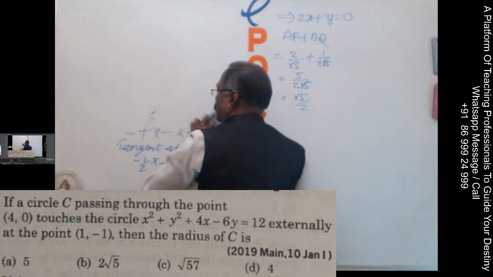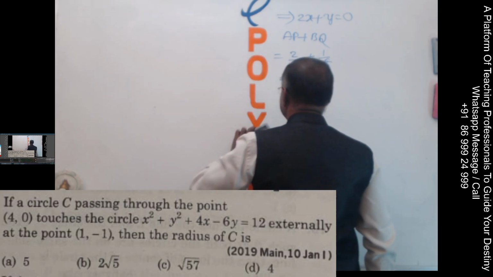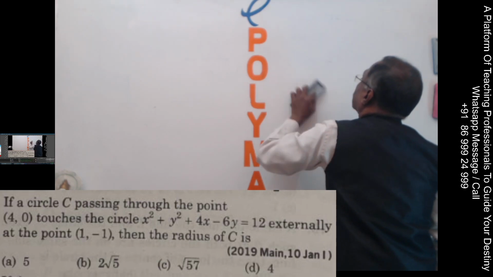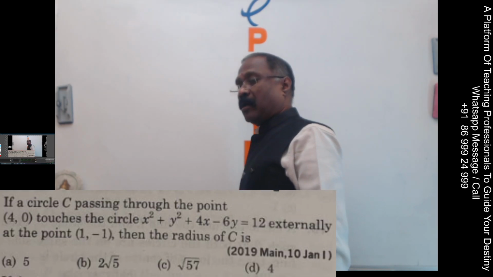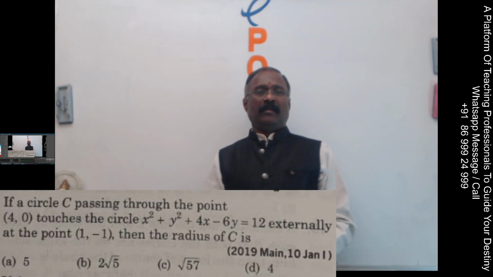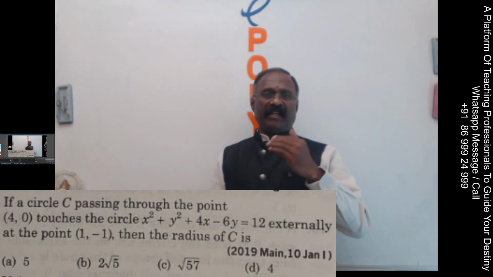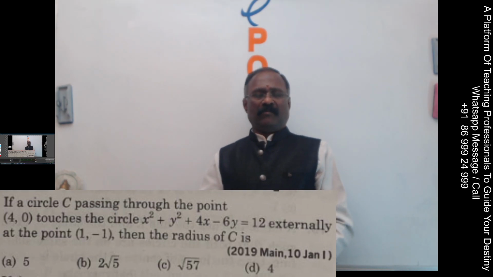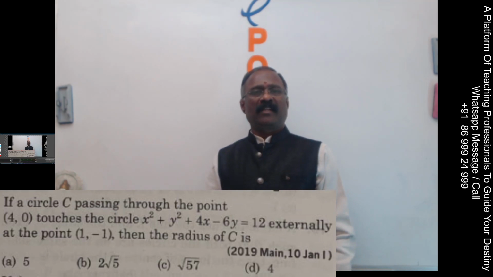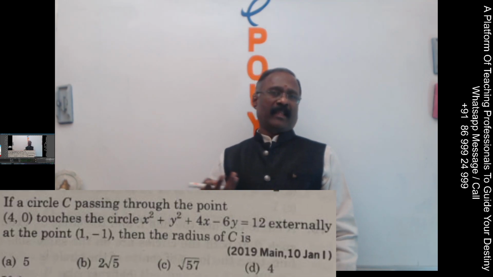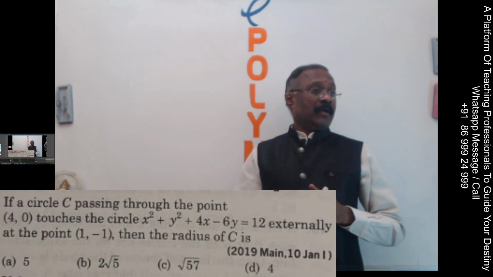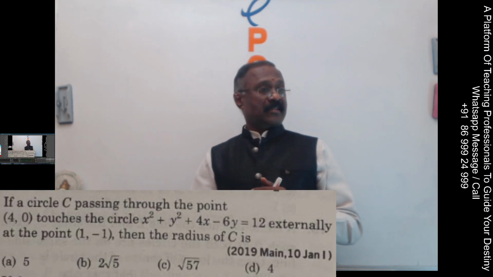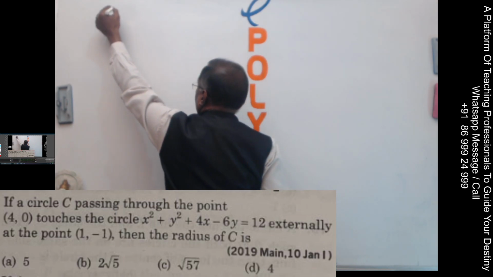See, the question: of course, understanding the question and applying the algebra. What I mean to say by algebra: coordinate geometry is nothing but plane geometry plus algebra. Without converting the given data to algebraic form, you cannot solve the problem. What does it mean by algebraic form? Converting it to x and y terms. That's what we have to do now. Circle C is passing through the point (4, 0), touches the circle. What is the circle given? x square plus y square.